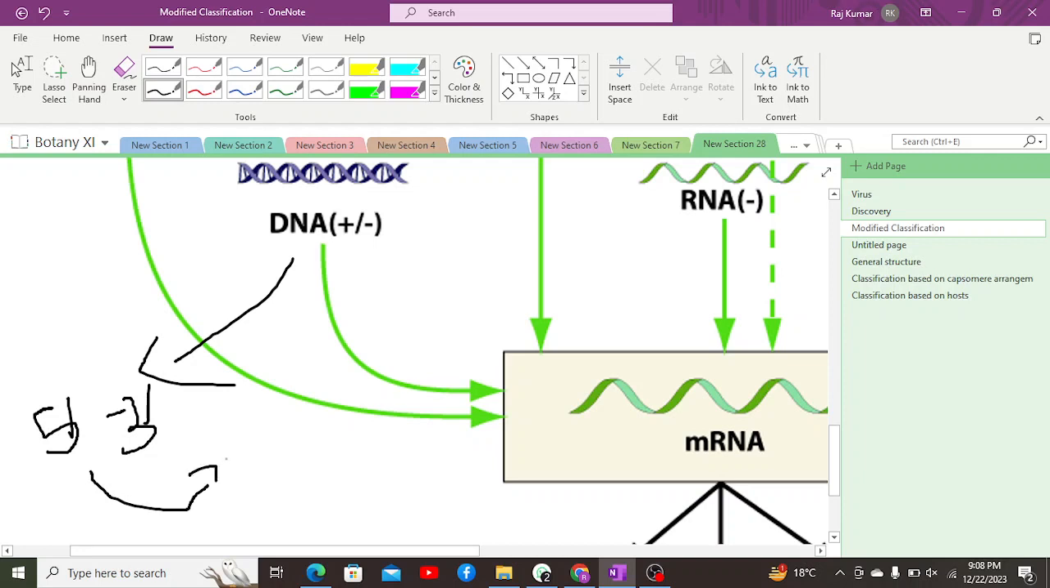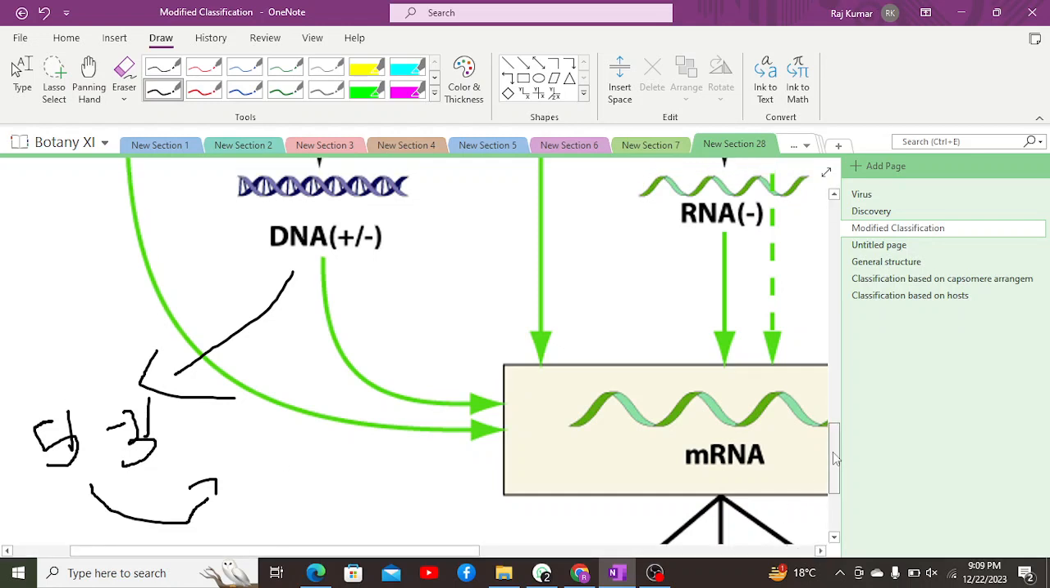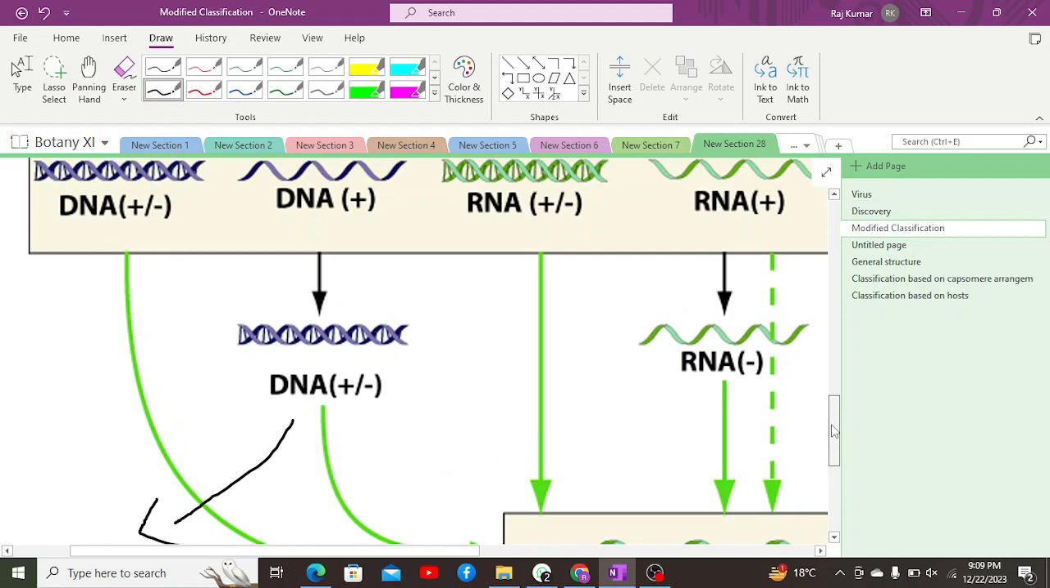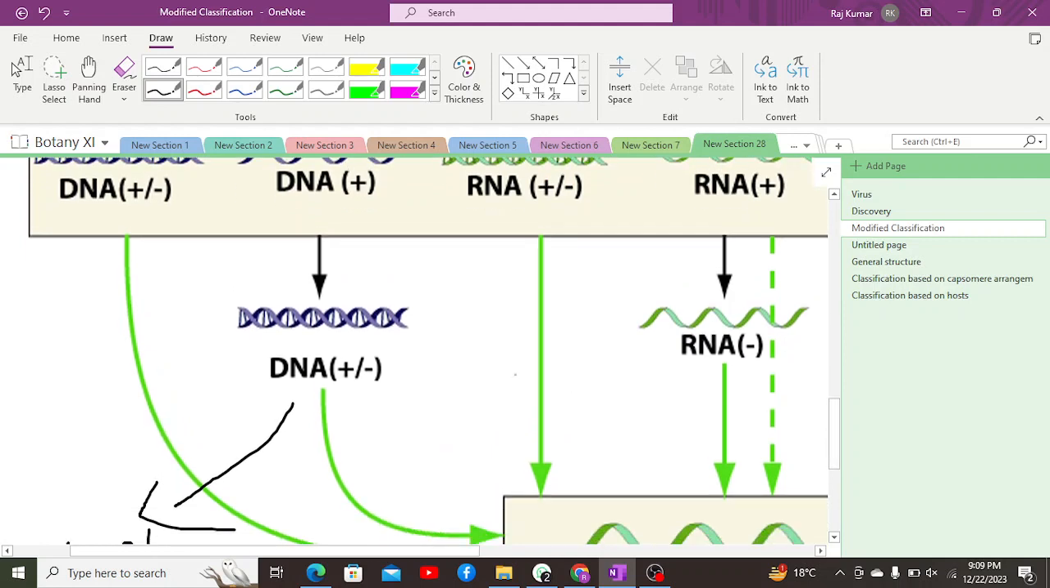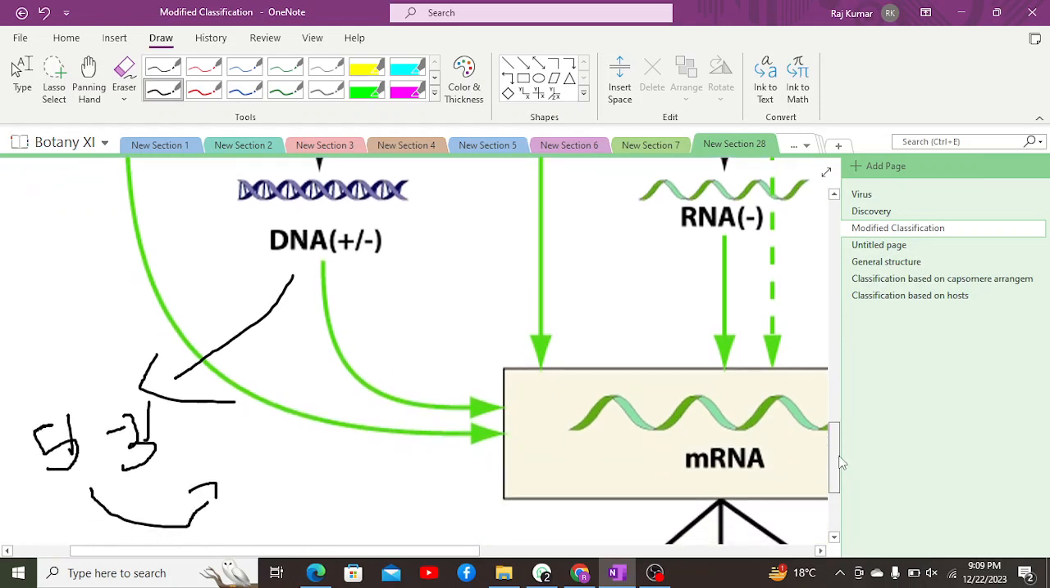that during replication of DNA, the first strand which is formed is the 5 prime to 3 prime strand, which further replicates its complementary strand known as 3 prime to 5 prime strand. So when it goes inside the host cell, it forms 3 prime to 5 prime strand and forms a double stranded DNA, as you can see in the diagram. And after that, the double stranded DNA undergoes transcription and then translation.